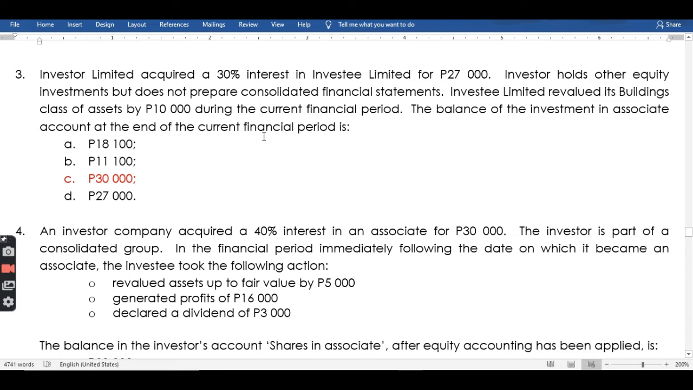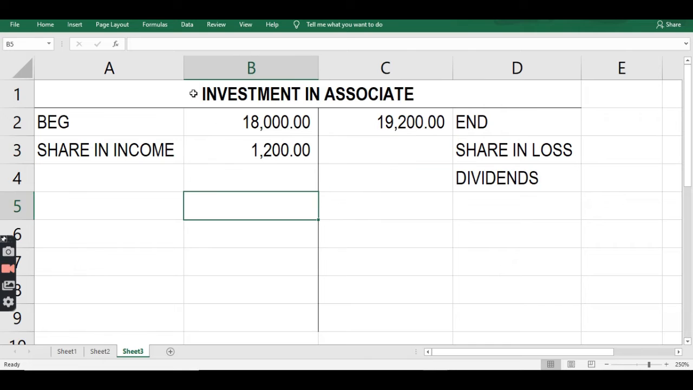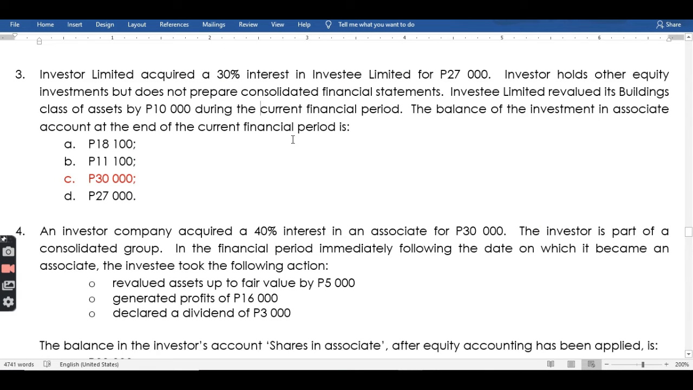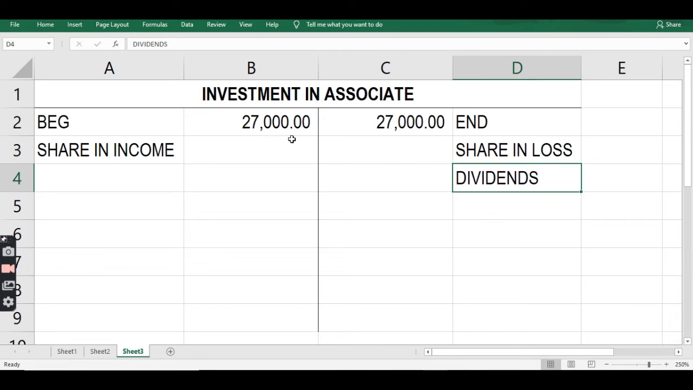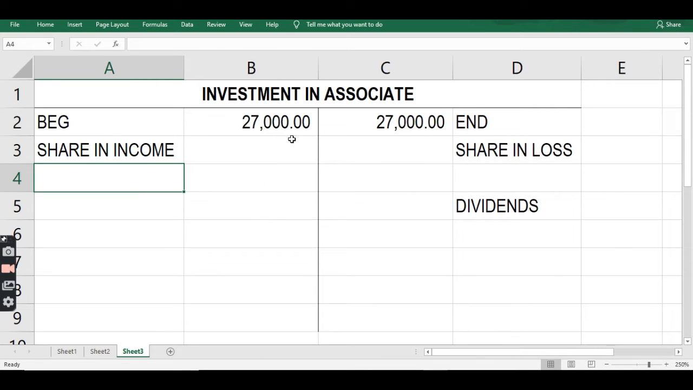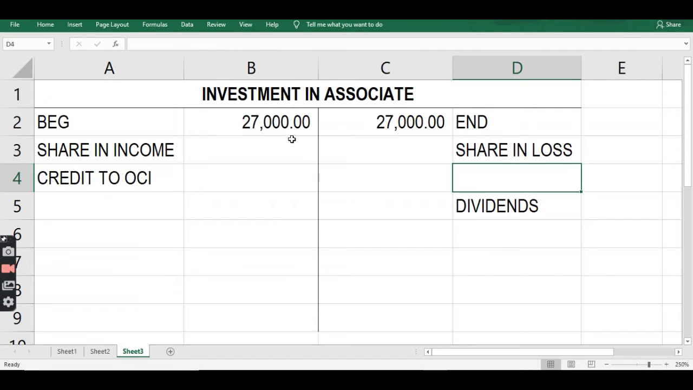So basically, if you look into that information, gawa ulit tayo ng parang ganito, okay? So ang mangyayari dyan will be like this. Ang beginning balance natin ay 27. Okay? Wala tayong share sa income, wala tayong share sa loss, pero meron tayong, di ba kapag may OCI, ibaba ko yung dividends ha? Okay? Di ba kapag meron tayong credit to OCI, dito yan. Tapos kapag may debit to OCI, dito naman yan.